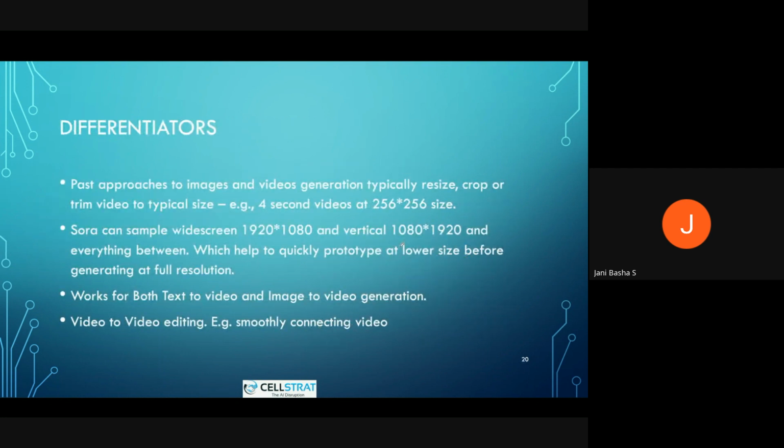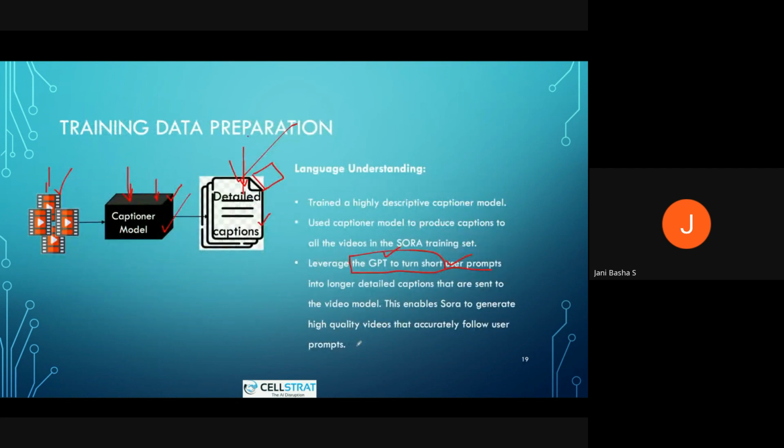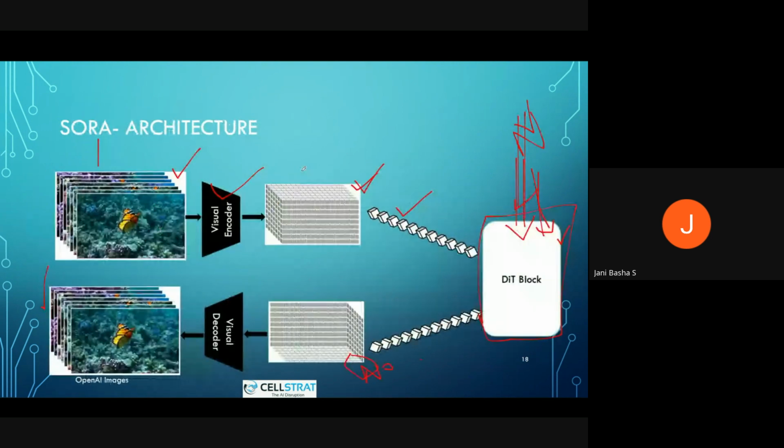So that is the main thing: the training data and then the architecture of the Sora model. It is more or less like a DiT only, without much change. And these are all things we have seen in our previous slides. So I hope everyone understood clearly how it is possible to train this DiT model for videos.